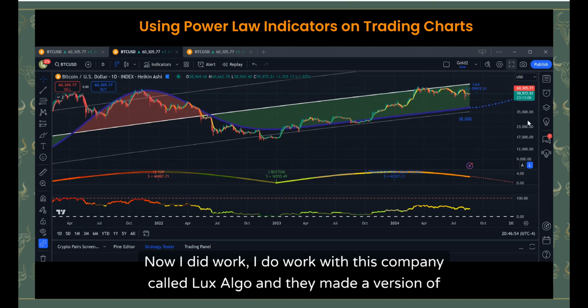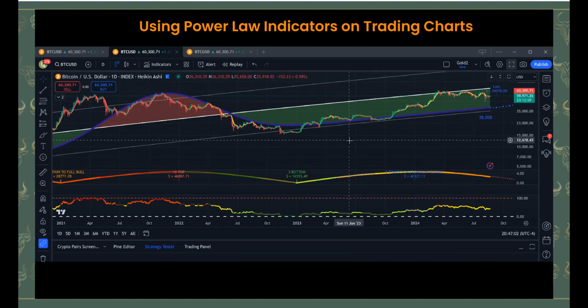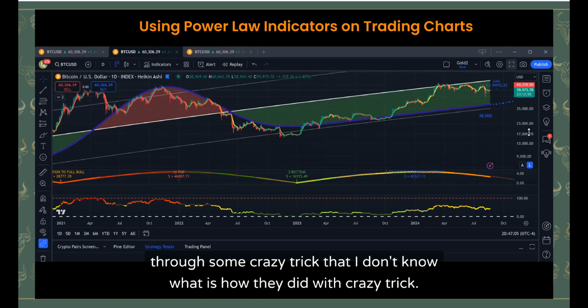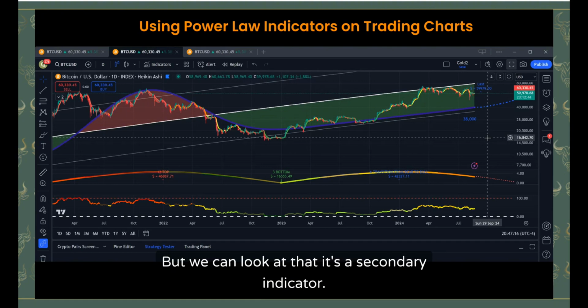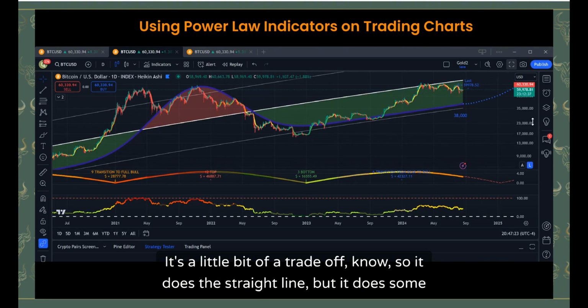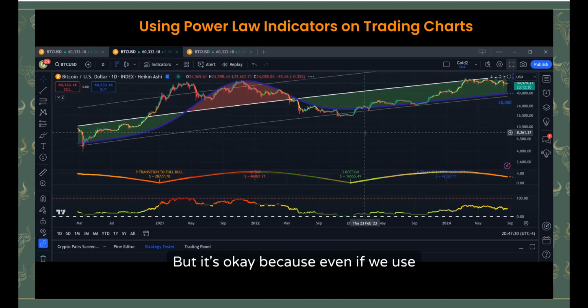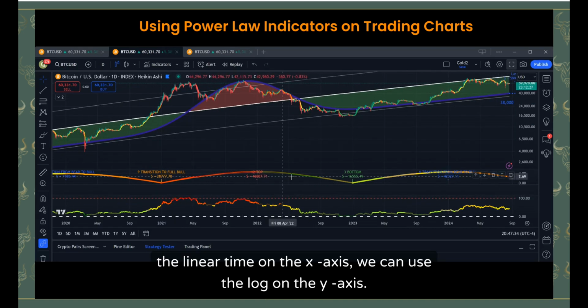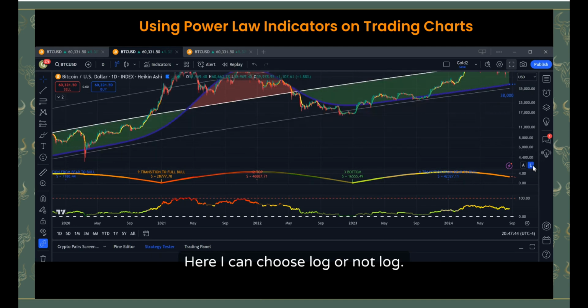Now, I do work with this company called LuxAlgo, and they made a version of the power law through some crazy trick that I don't know how they did. They were able to show in TradingView the straight line, the log chart. But we can look at that. It's a secondary indicator. It's a bit of a trade-off, so it does the straight line, but it has some limitations. But it's okay, because even if we use linear time on the x-axis, we can use the log on the y-axis, right? Here I can choose log or not log.